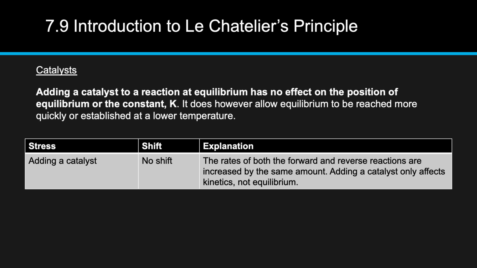And then our last stressor is going to be catalyst. Now, it's really important that you know that when you add a catalyst, we are not shifting equilibrium and we are not changing the equilibrium constant, because all adding a catalyst is going to do is allow it to reach equilibrium quicker or at a lower temperature. So when we add a catalyst, it's going to decrease the activation energy of both the forward and the reverse reactions by the same amount. Because of that, it's not shifting anything, it's just allowing us to reach equilibrium at a faster pace.